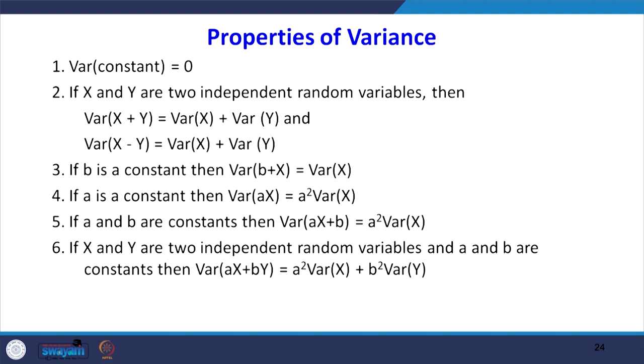If b is a constant, then variance of b plus X, because variance of b will become 0, will be only variance of X. If a is a constant, then variance of aX is, because variance is a square term, when you bring a out of the bracket, you write a square and variance of X. There is a proof for this. If a and b are constants, then variance of aX plus b equals a square variance of X, because variance of b becomes 0. If X and Y are two independent random variables and a and b are constants, then variance of aX plus bY equals a square variance of X plus b square variance of Y.